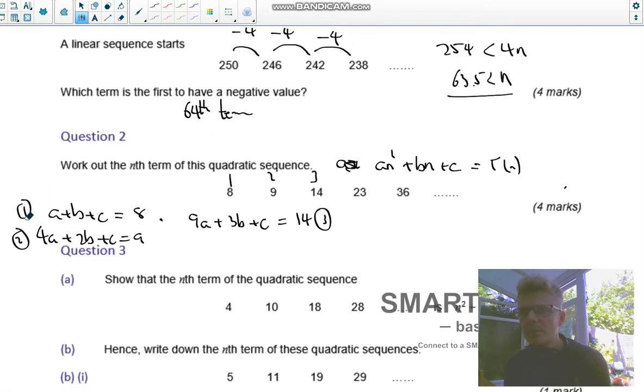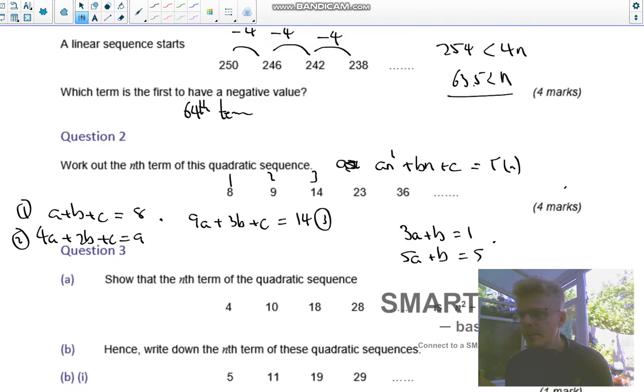Okay, so we'll start by doing equation 2 take away equation 1. So we're going to end up with 3a plus b equals 1. So 4a take away a is 3a, 2b take away b is b, and c take away c is nothing, 9 take away 8 is 1. And then we do 3 take away 2, which gives us 5a plus that single b term again, c's again cancel, equals 5.